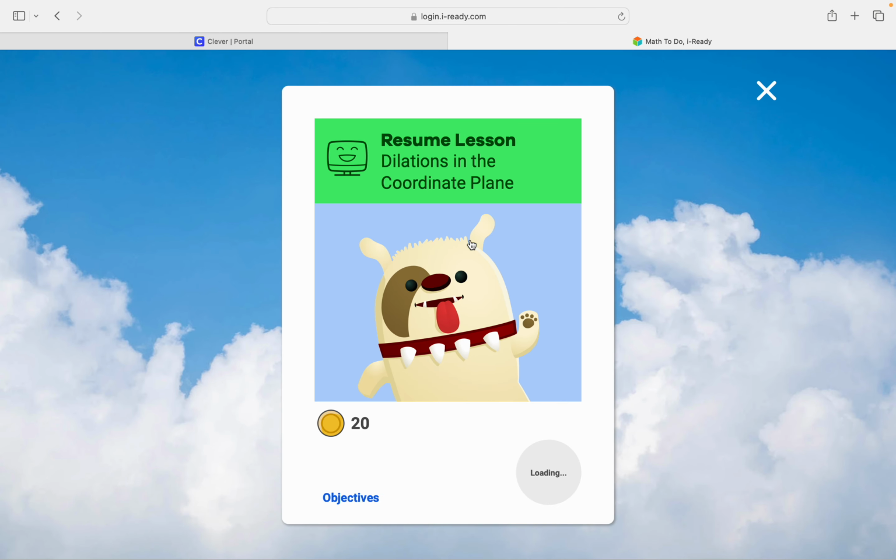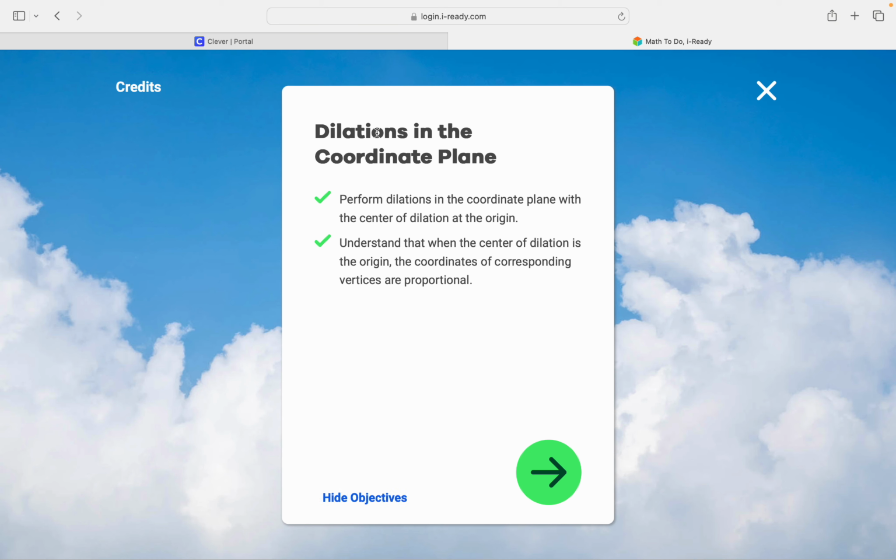My progress. So what are the objectives? Let's see. Read that. Dilations in the coordinate plane. Perform dilations in the coordinate plane with the center of dilation at the origin. So the center of the dilation is at the origin. The origin is 0. Understand that when the center of the dilation is the origin, the coordinates of the corresponding vertices are proportional.